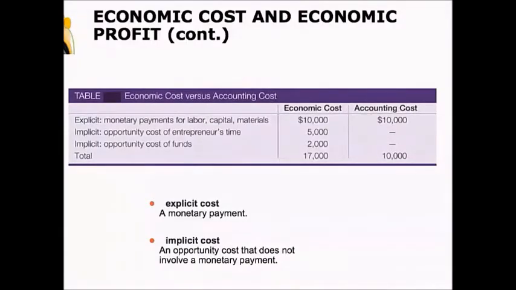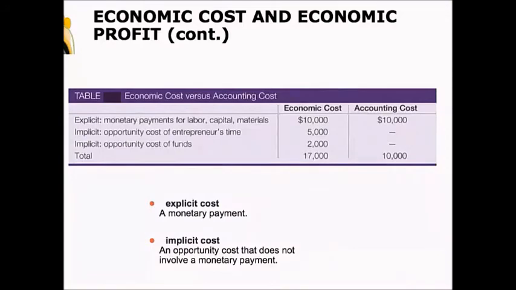Implicitly, we are also paying the opportunity cost of the entrepreneur's time. Whoever the manager is, or the owner of the business, could be doing something else, earning maybe $5,000. Now that's actually a cost, but it's not an explicit cost or a monetary payment. There's also the opportunity cost of the funds being used to make that $10,000 payment for the accounting cost.